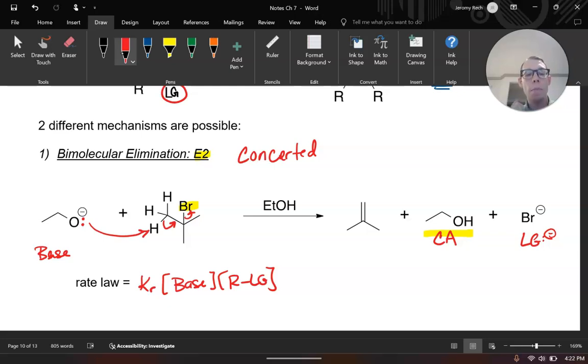The electrons in the bond between your carbon at the 2 position, or the beta position, that's going to be 1 away from where your leaving group is, those electrons are going to go into the bond between carbon 1 and carbon 2, and that's going to form a double bond, and your leaving group is going to leave. All 3 of those arrows are going to happen at the same time, and you're going to get your double bond, and then you're going to get your conjugate acid and a leaving group.